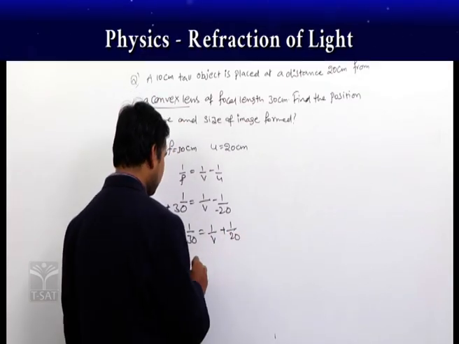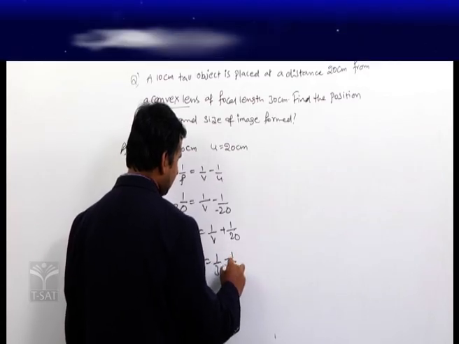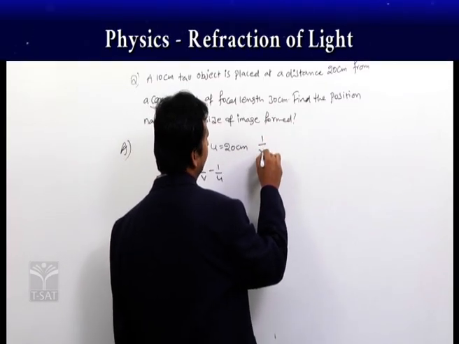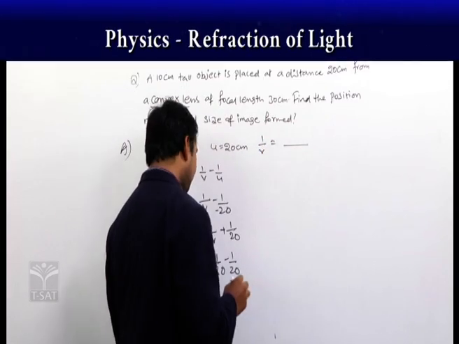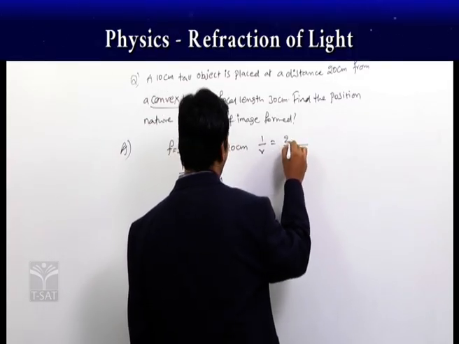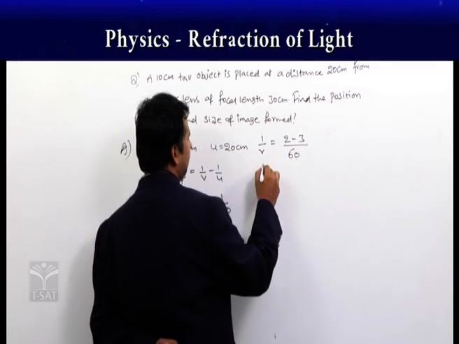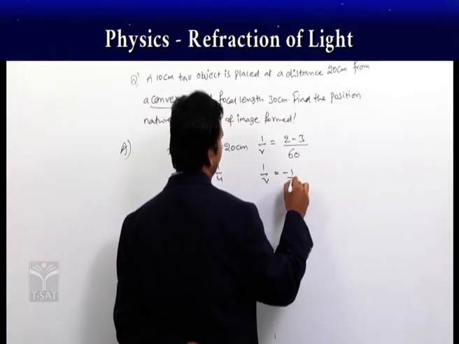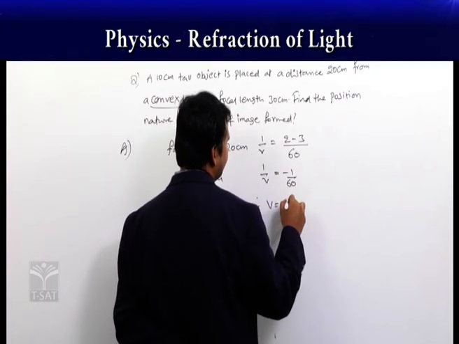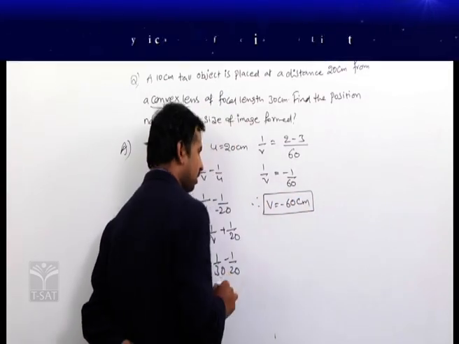Then finally we got 1/v = 1/30 - 1/20. Then 1/v, with 30 and 20 the LCM becomes 60, so (2 - 3)/60. Then 1/v = -1/60. Therefore, finally we got the image distance equal to -60 centimeters.